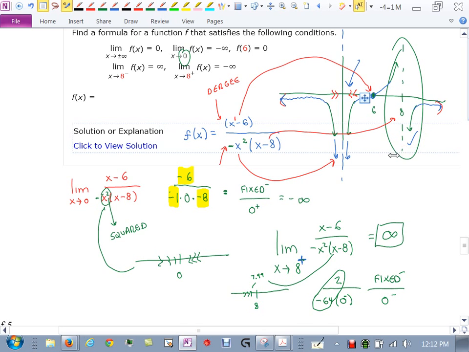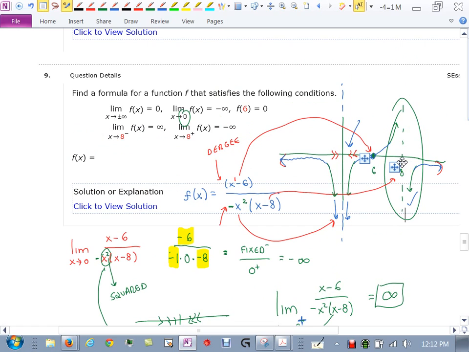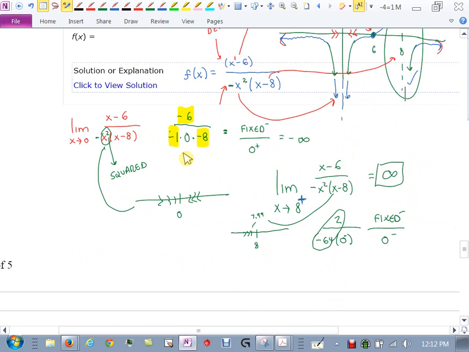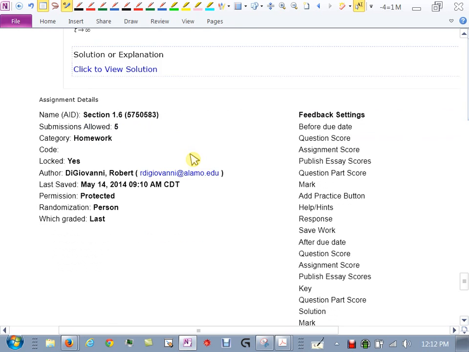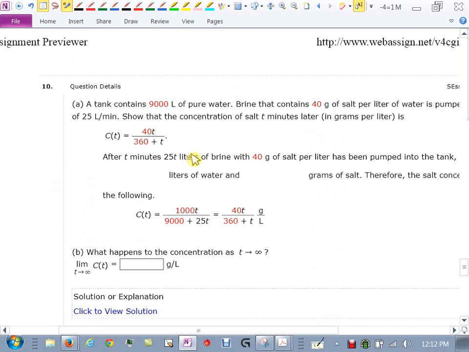That's a pretty strange problem. I don't see myself giving you something like that on a test, but it's a good exercise in understanding how to create functions from properties that you want the graph to satisfy. Okay, number 10.